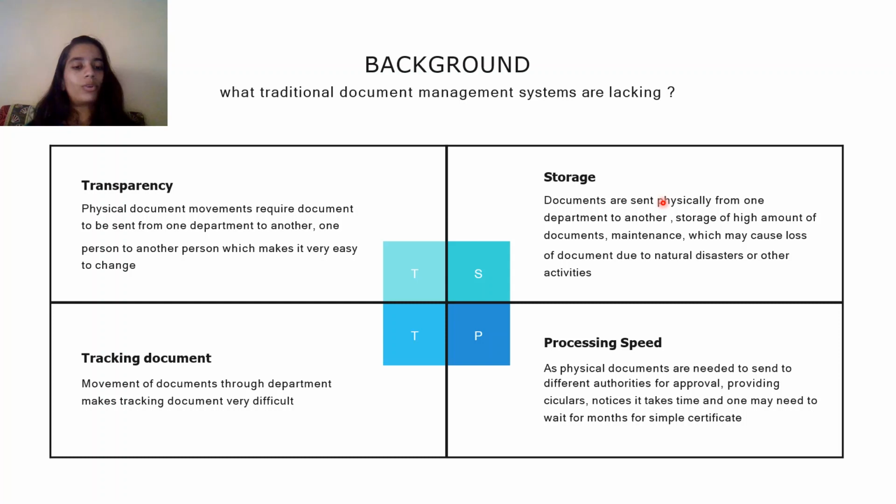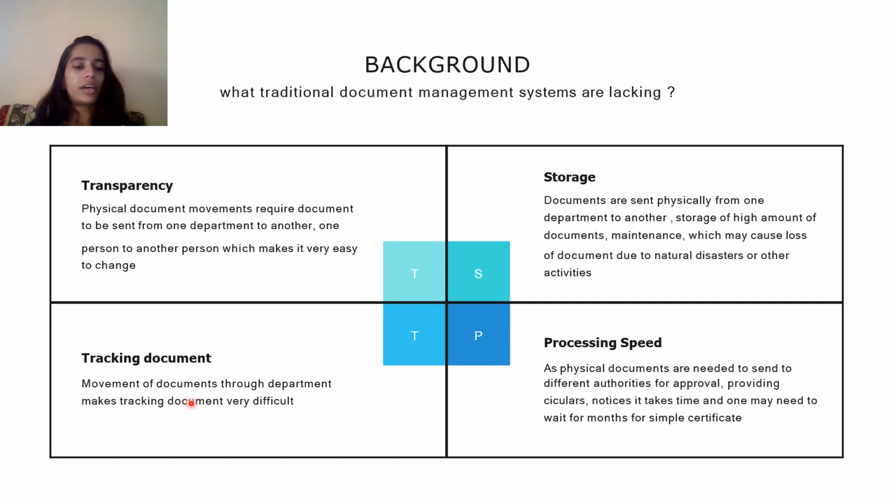Even after the approval or rejection, I need to maintain those documents, store those documents at some place. So again, there are storage expenses and the security of those stored documents, which may be damaged due to natural disasters or individual mistakes. Next is tracking documents.